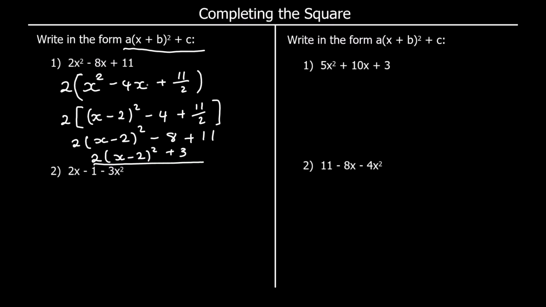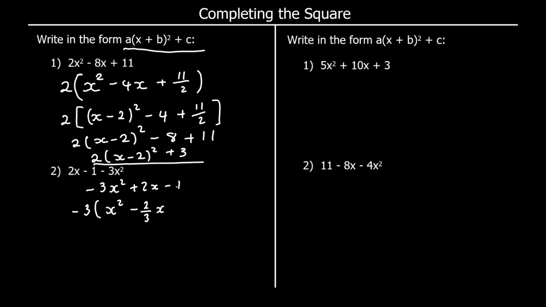Question 2. I'm going to rewrite it with my x squared term first. So I'm going to have negative 3x squared plus 2x minus 1. This time I need to factorize out the negative 3. So I'm going to take that on the outside. So negative 3 on the outside. I'll have x squared, and I'm going to have minus 2/3 x. Negative 3 times minus 2/3 will be 2. The 3's cancel out, and a negative times a negative is positive.